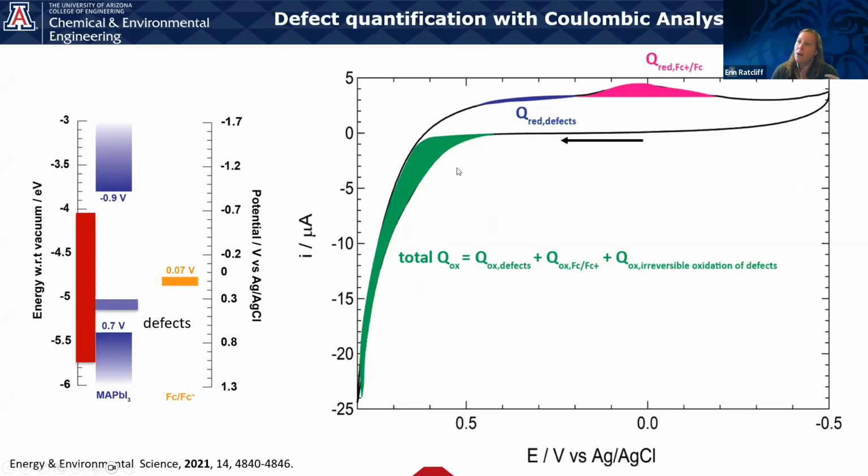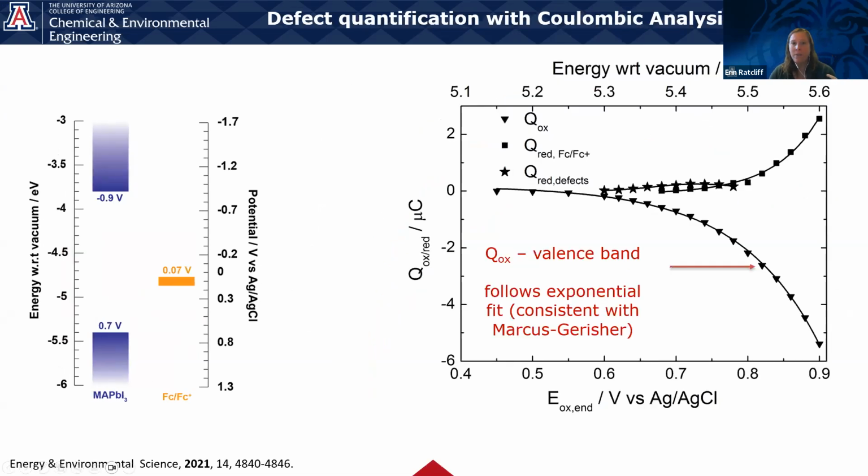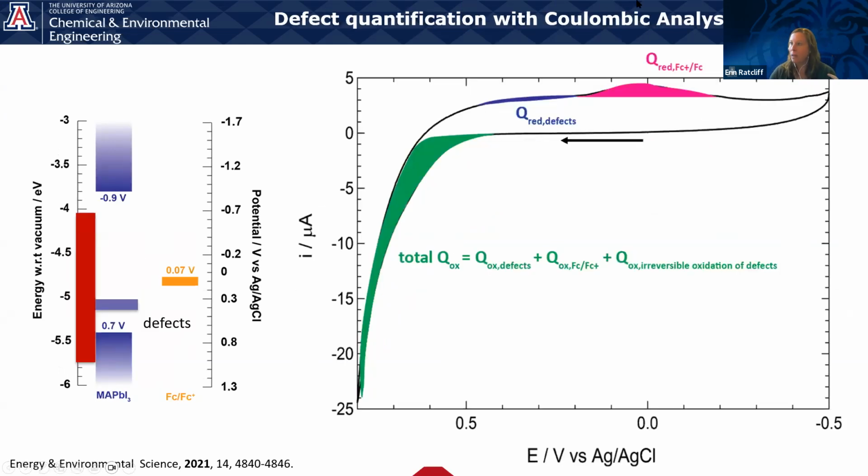And so in our oxidation wave, our total charges participate in the oxidation of defects, the oxidation of the ferrocene, as well as any irreversible oxidation of defects that we can't see. But what we can determine here is the reduction of defects as well as the number of charges that participate in that ferrocenium reduction. All right.